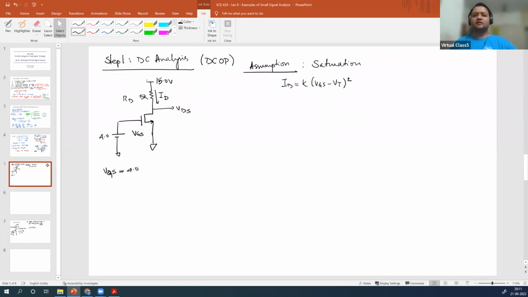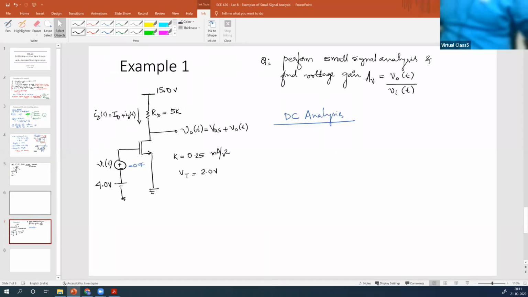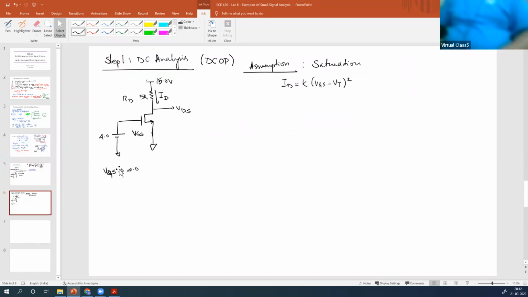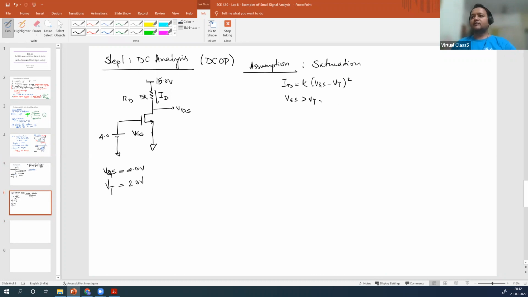How much is VT? VT is 2 volt. What is 2 volt then? 2.0 volt. So VGS is greater than VT. Good, right? So one condition is checked.